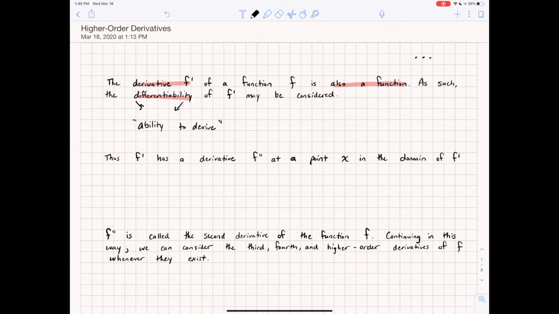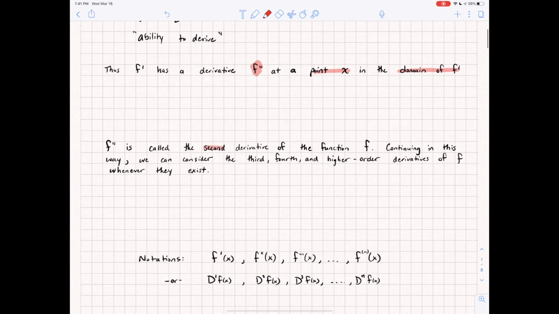And so if f prime has a derivative, in other words, if we're able to derive it, we notate it with a double prime. So you'll see kind of the double apostrophe. And so we say that that derivative exists at a point x in the domain of f prime. So essentially, if x can be plugged into f prime and the derivative exists there, we say that f prime is differentiable. It means f double prime exists. Well, we say that f double prime is then called the second derivative.